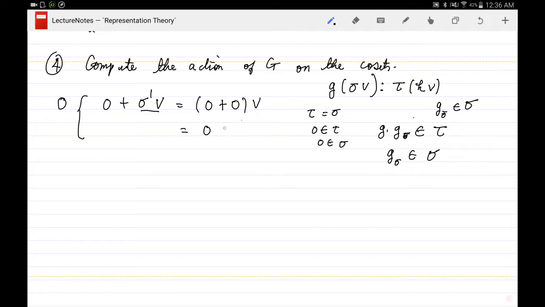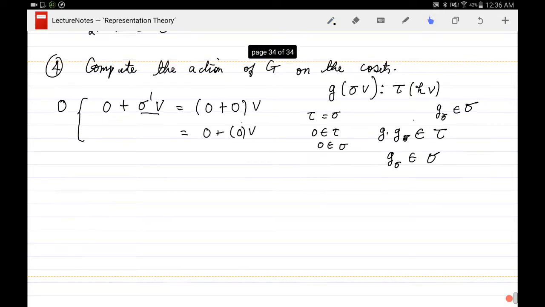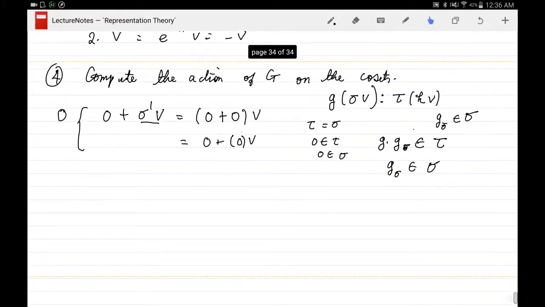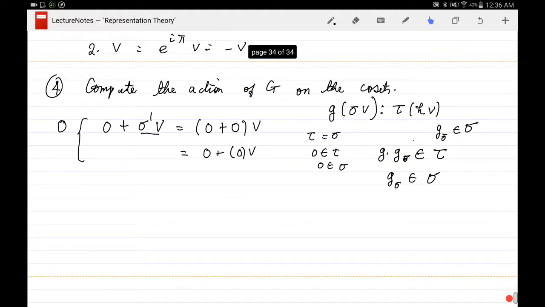We have 0 plus 0 acting on V. And how does 0 act on V? We decided that 0 acting on V is going to be e to the i, 0 times V, which is V. So this is simply going to be 0 plus V, and then 0 is in the coset sigma 1. So this is sigma 1.